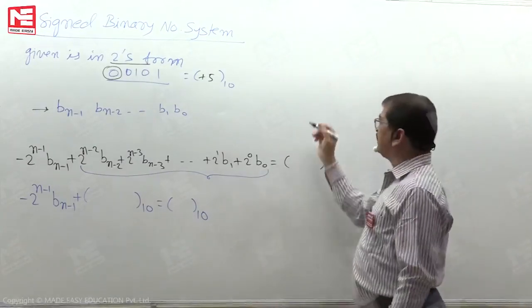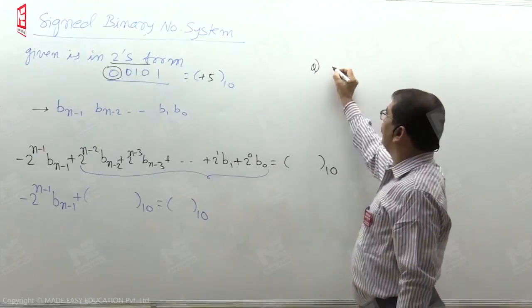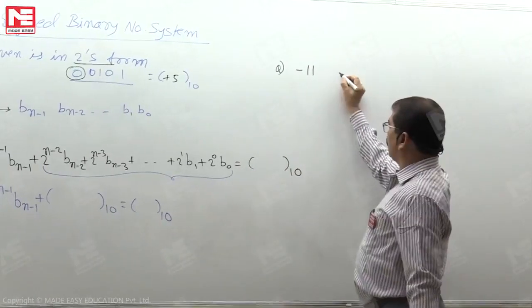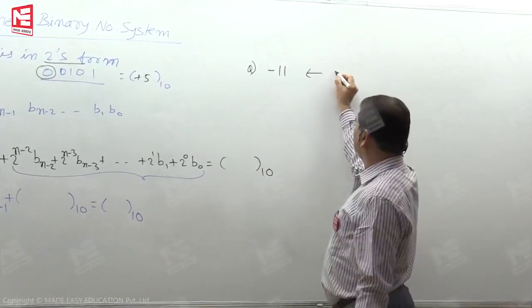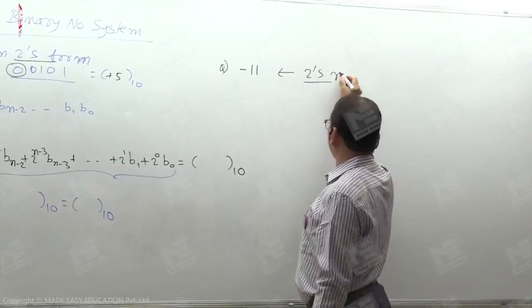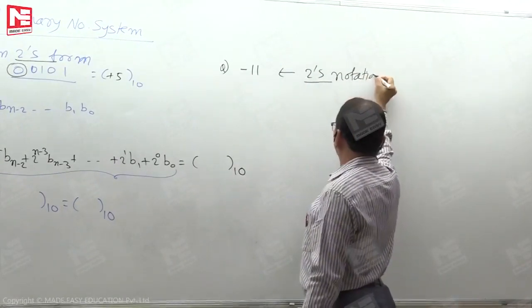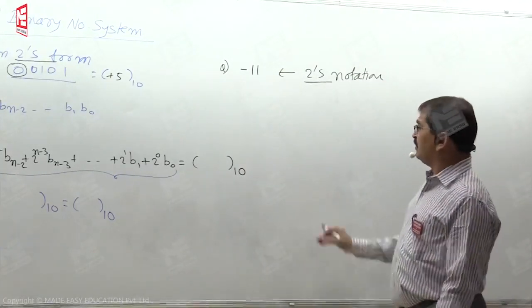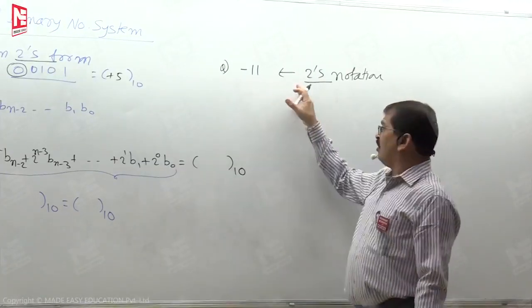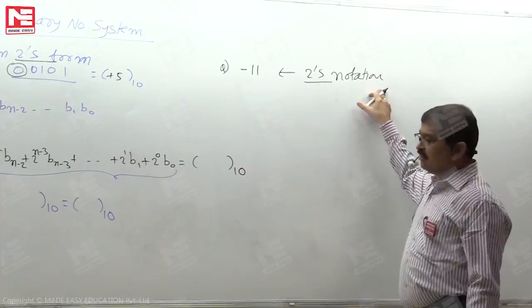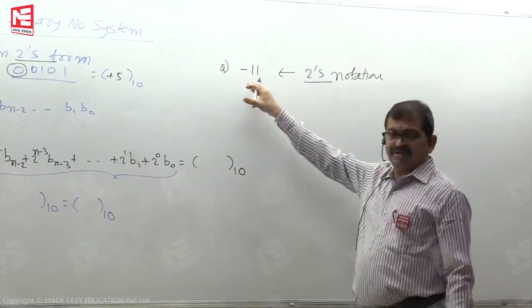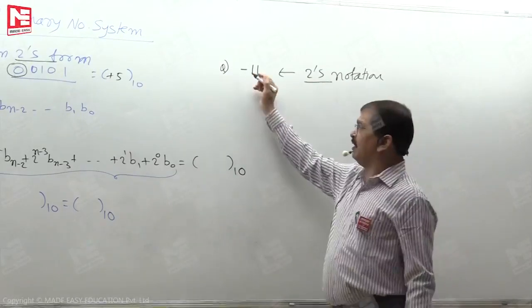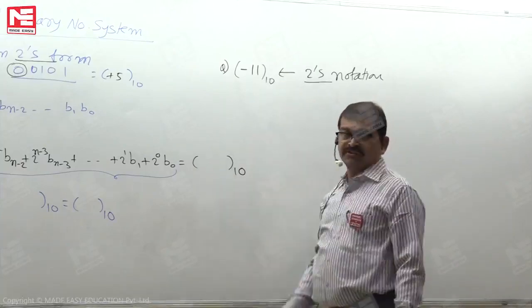This work you can extend even to these things. Suppose I have a question: for the given decimal number, what is the 2's complement notation? What is the 2's complement representation for the given number? Note down the question properly. What is the 2's complement for the given decimal number?